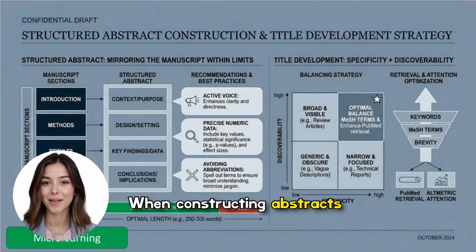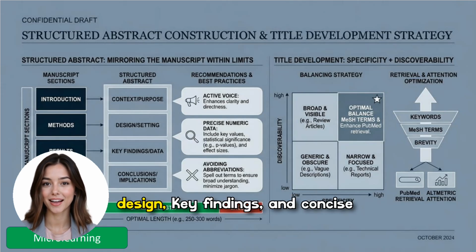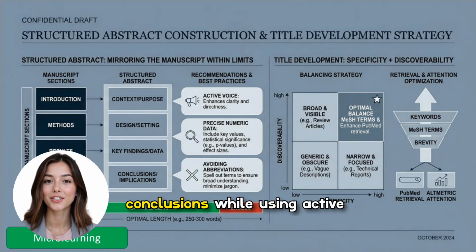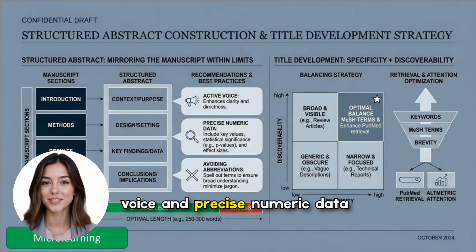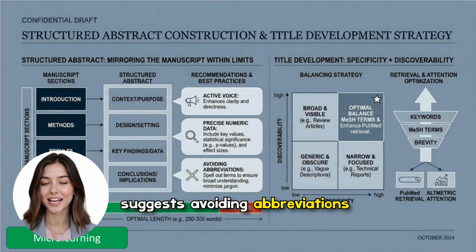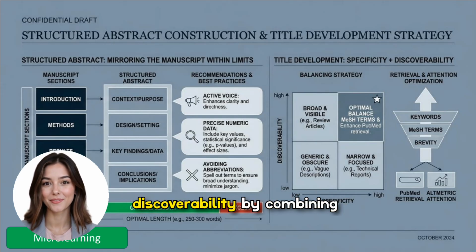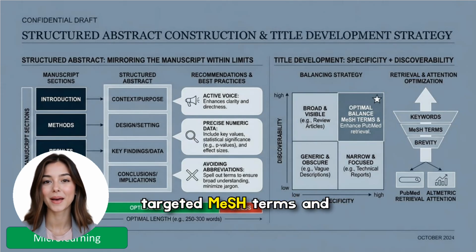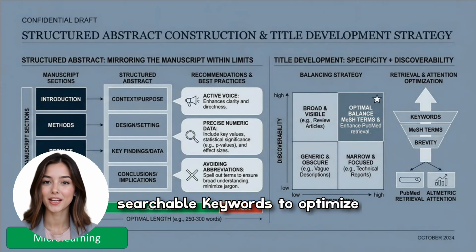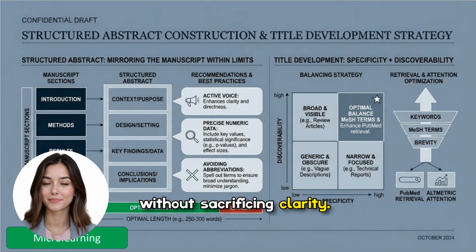When constructing abstracts and titles, mirror the manuscript with clear context, design, key findings, and concise conclusions while using active voice and precise numeric data where possible. The slide suggests avoiding abbreviations that hinder understanding and balancing title specificity with discoverability by combining targeted message terms and searchable keywords to optimize retrieval and reader attention without sacrificing clarity.